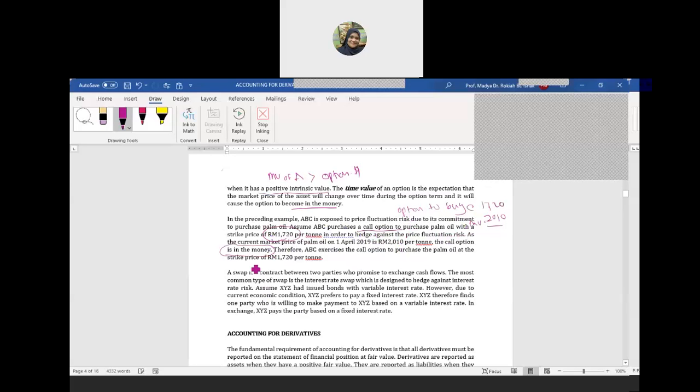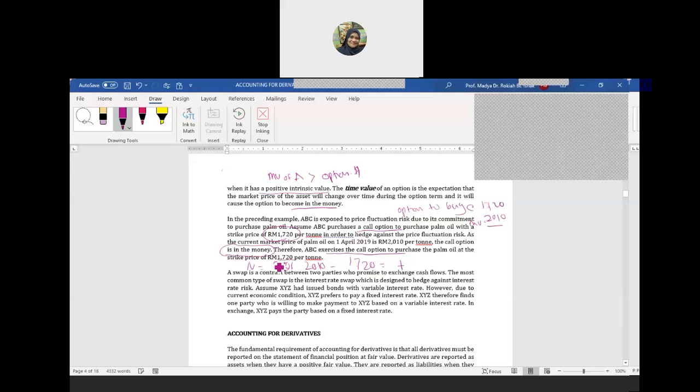So when you calculate the intrinsic value here, the market value is 2010, and then the strike price here is 1720. So you have a positive value. A positive value means the option is in the money. Therefore, ABC is going to exercise the call option to purchase the palm oil at the price of 1720.